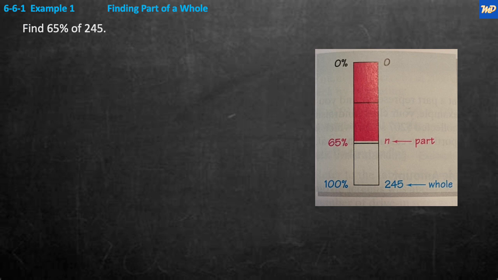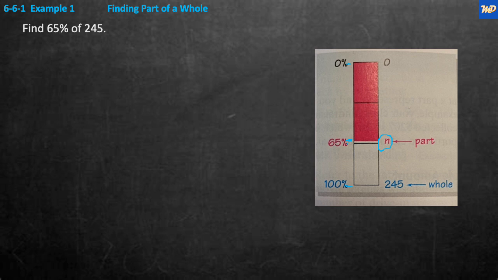Okay, example 1, finding part of a whole. Find 65% of 245. We have the model here on the right, and just like in the previous slide, we start at 0 on the top, on both the right and left-hand side, and you come down and it's showing us where 65% is relative to the 100% at the bottom. They want to know in this question, what is n, the part of 245? We know there's 65 over 100, and we know that is equal to n over 245.